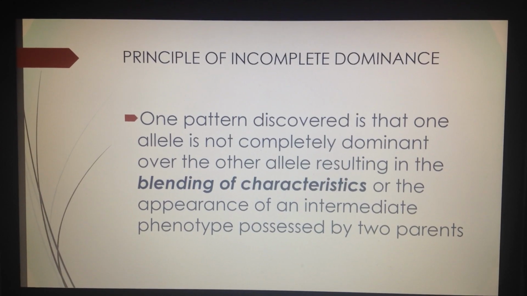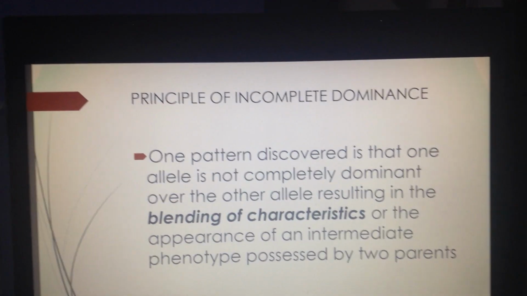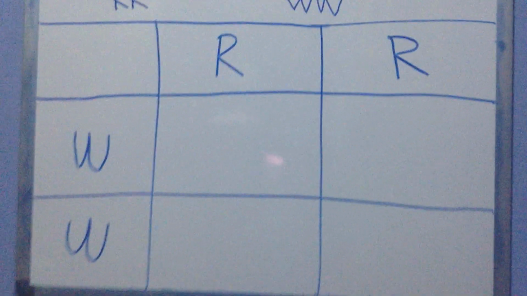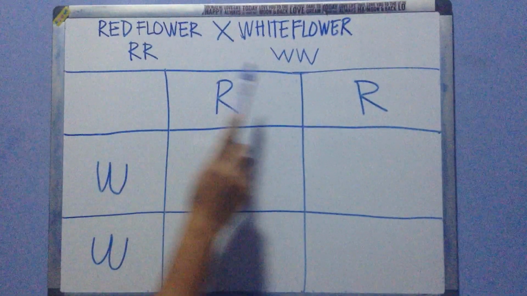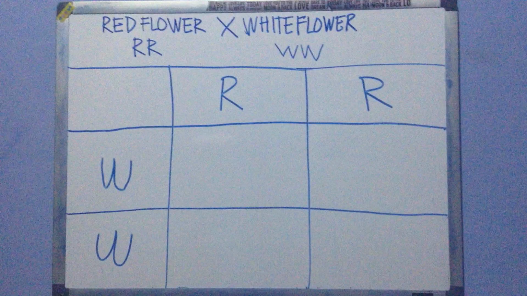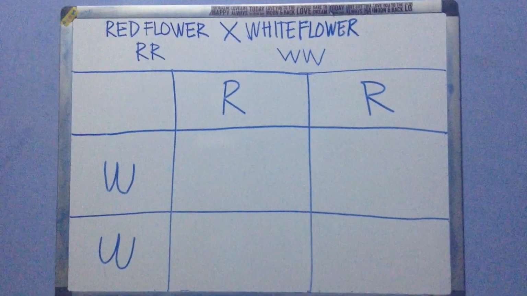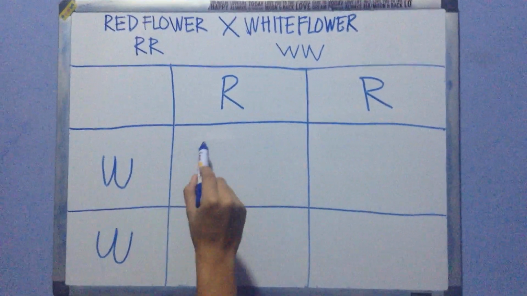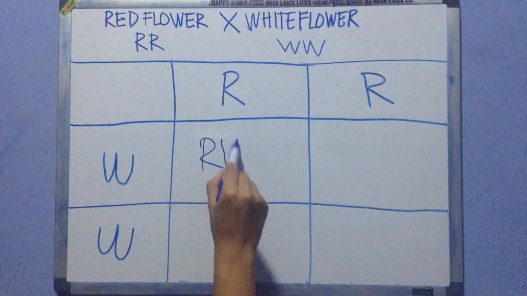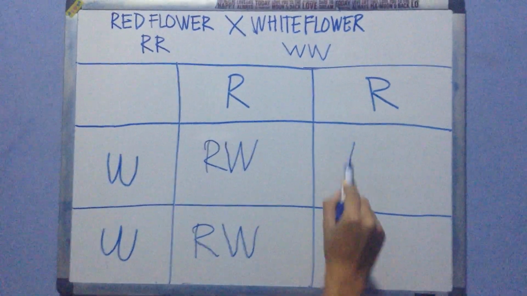Now, I'll give you an example wherein we're gonna cross a red flower to a white flower. We'll just simply use a Punnett square wherein we cross R with W, resulting to this, and same goes to the other side.